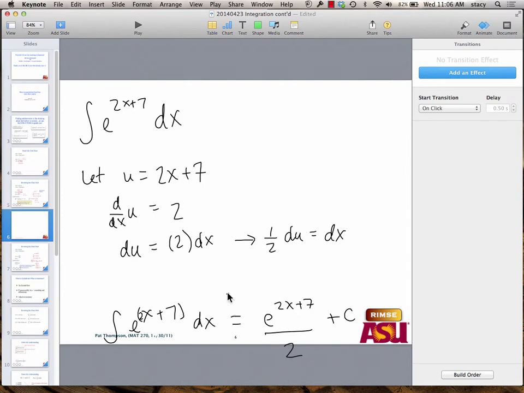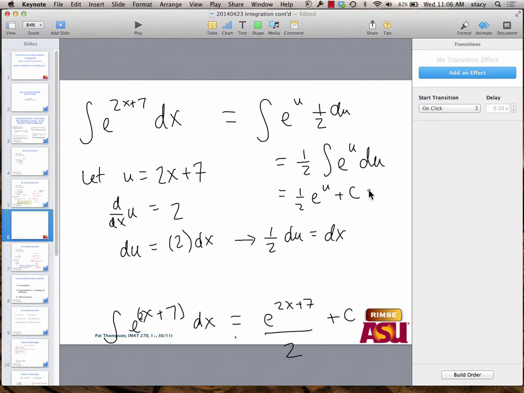So let me do this. I solve for dx so that I can now rewrite this integral as e to the u times 1/2 du. And bring the 1/2 out, because remember, we talked about the constant multiple rule. And then an antiderivative of e to the u is e to the u. But then u was 2x plus 7. Okay, so this is u substitution in action, right? This is what it's meant for.